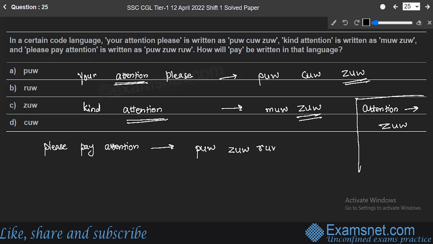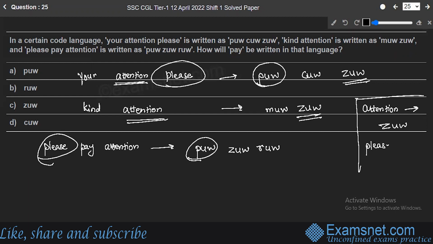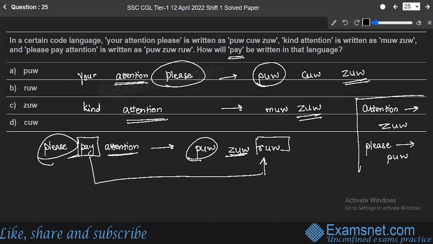So now over here, which word is being repeated? Please. And please is here also. In both the cases, please is there and PUW is being repeated. So please means PUW. And what do you have to find out? Pay. So what does this pay mean? See, attention means ZUW. So obviously pay will mean RUW, right? Let's represent this with a square box, right? So option B is the answer to the question.